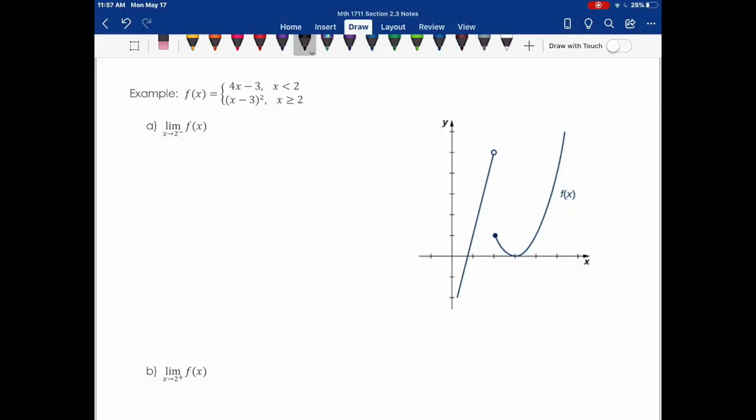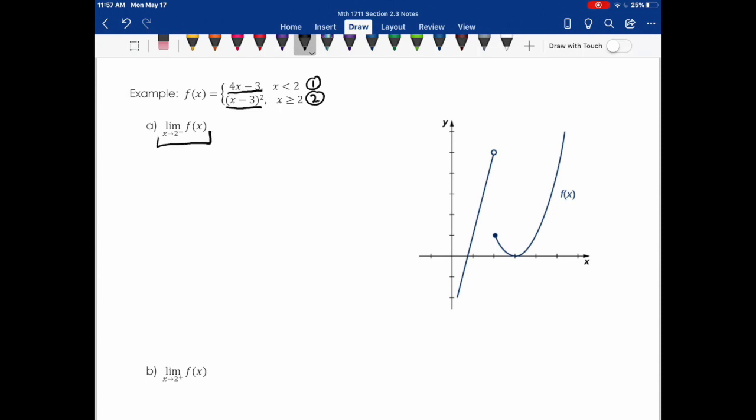Now we're going to evaluate limits of a piecewise function. We're going to look at the one-sided limits here as well. When we're looking at one-sided limits with a piecewise function, we want to make sure that we're looking at the correct piece of the function. If I call this piece number 1, this is the function we use for piece number 1. And if I call this piece number 2, this is the function that we use for piece number 2.